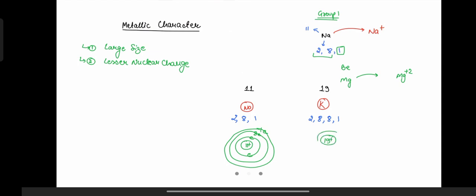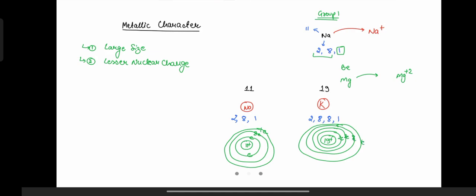Then the first shell has 2 electrons, the second has 8 electrons, the next has 8 electrons, and the next one to it has 1 electron, right? Okay, so I could write over here 2 electrons, 8 electrons, 8 electrons and 1 electron.